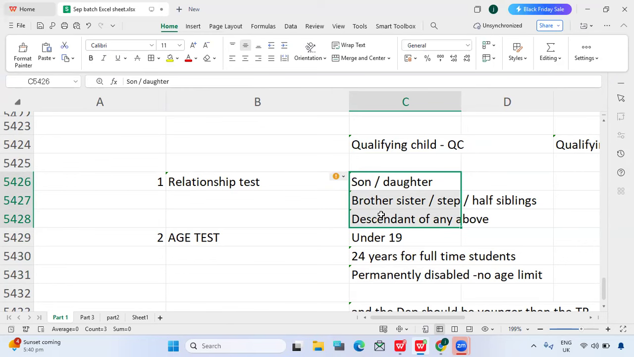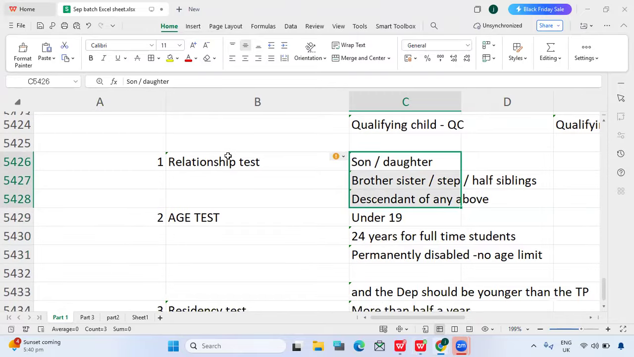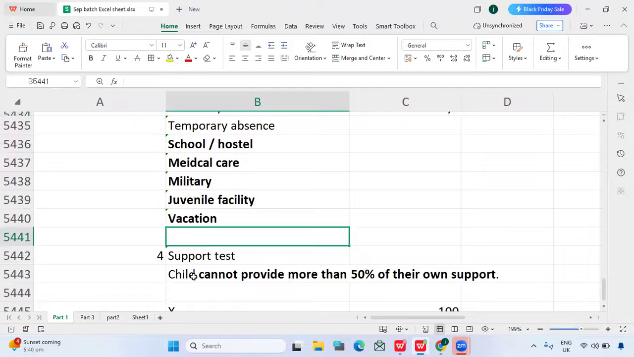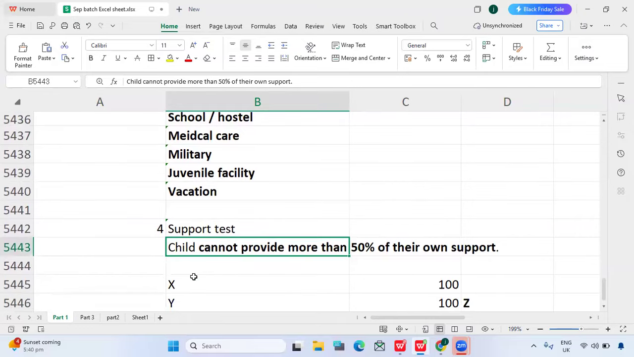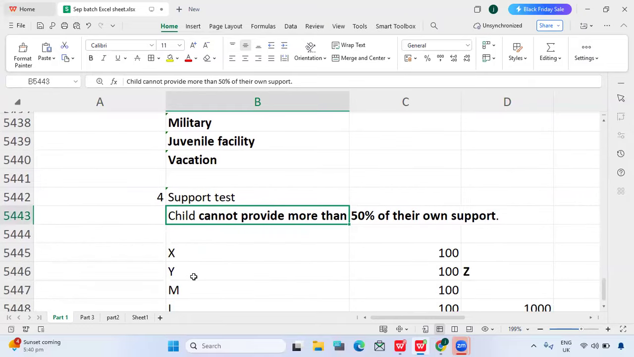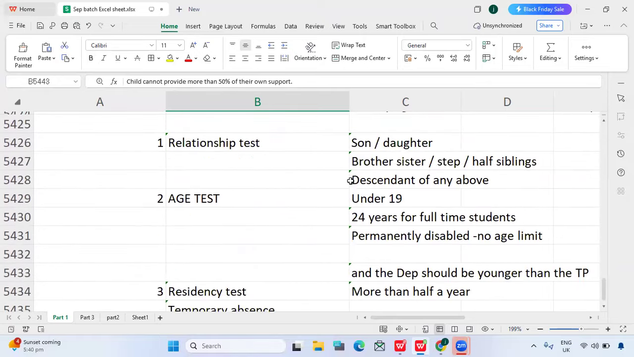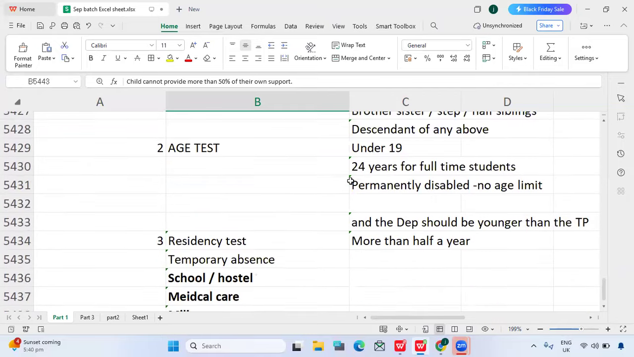No, but we need to check all the conditions. Yes, we must check all the conditions: the relationship test, age test, residency test, and support test. Once the person meets all the conditions, only then will we classify them under qualifying child or qualifying relative. Okay.